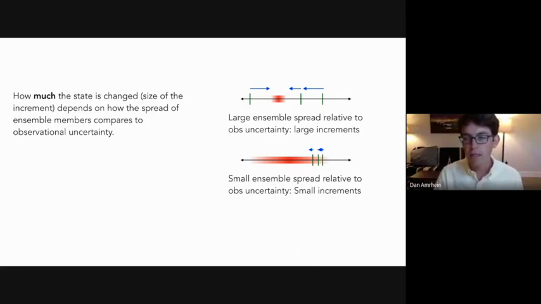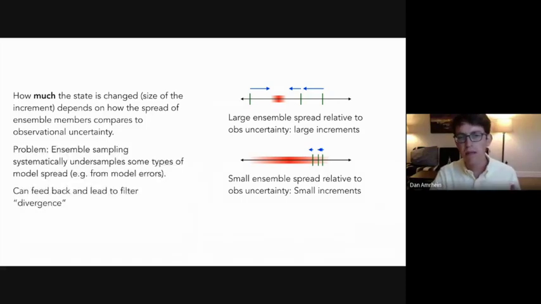Whereas by contrast, if your ensemble members are really telling you the model really knows what's going on, and you have an observation that's very uncertain, then the changes to the model trajectory are going to be relatively small. But this is a problem because ensemble sampling often will systematically undersample some types of the model spread. For instance, often you're using the same model, and so there will be model errors that are in common among ensemble members, so you're not sampling that error.